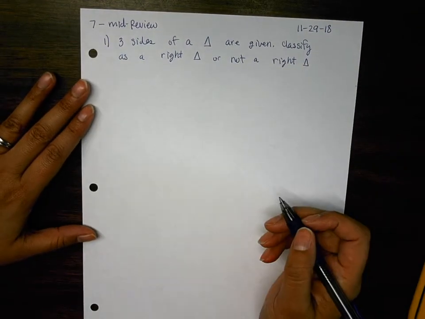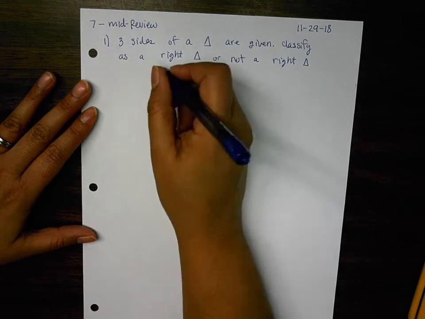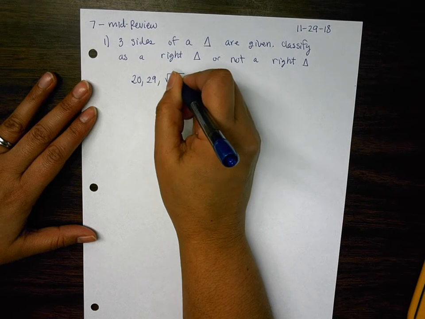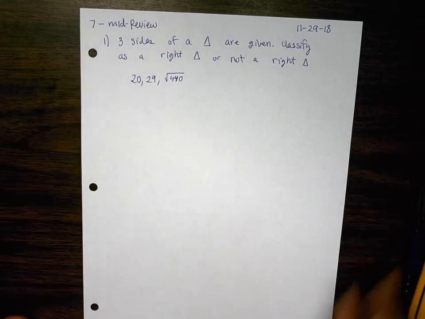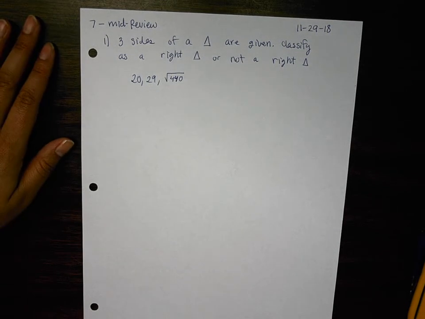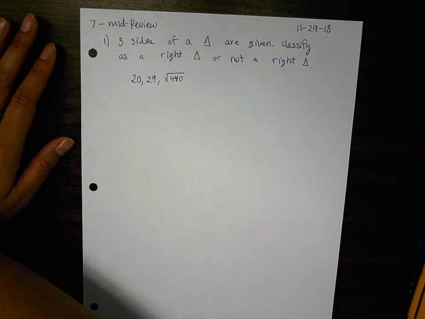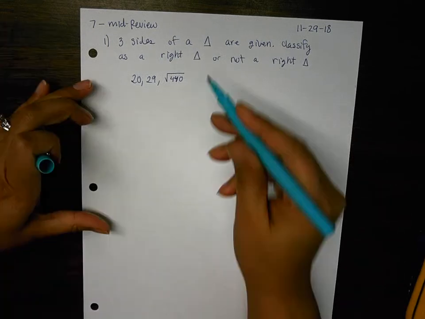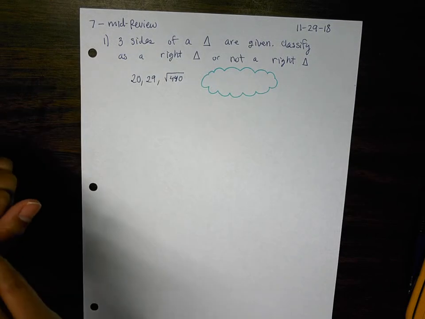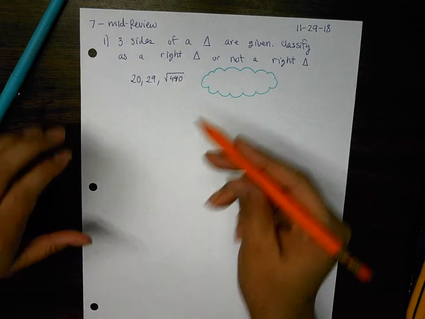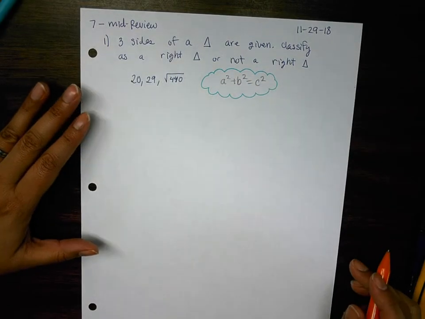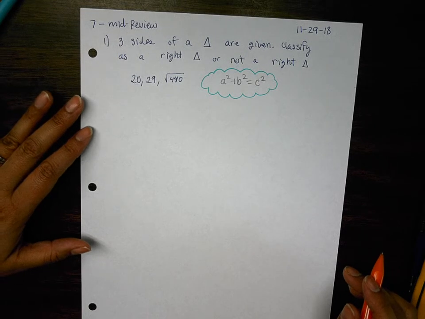All right, the sides of the triangle are 20, 29, and the square root of 440. Okay, does anybody remember the rule, how we proved if it was a right triangle or not a right triangle? Good job. He has it correctly. A squared plus b squared equals c squared. What is that called? You had it right. Pythagorean's theorem.